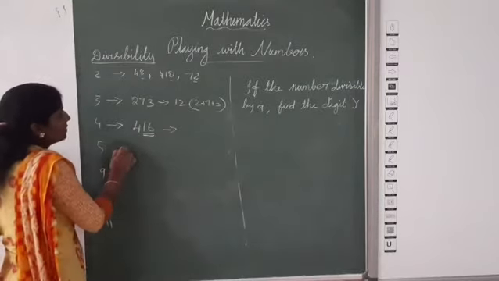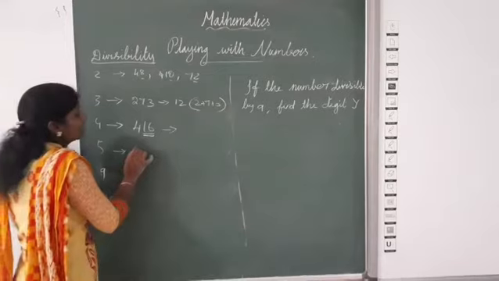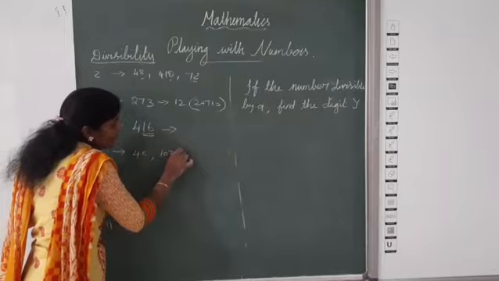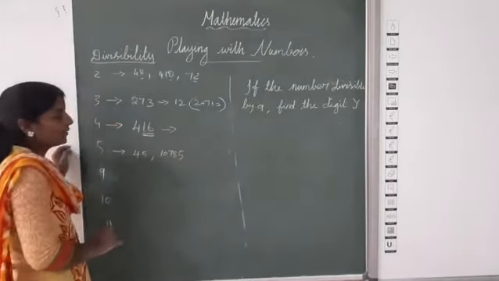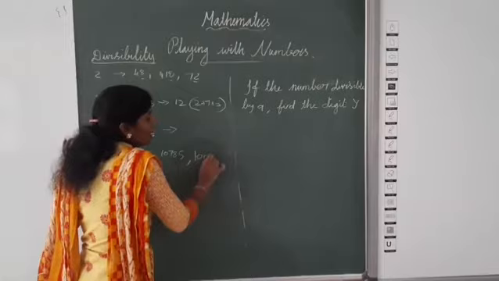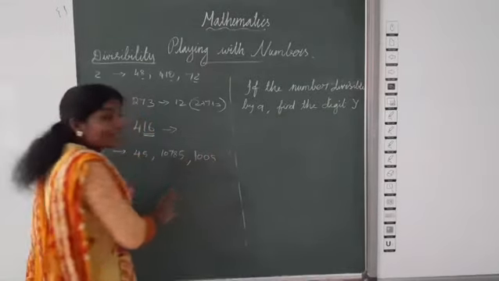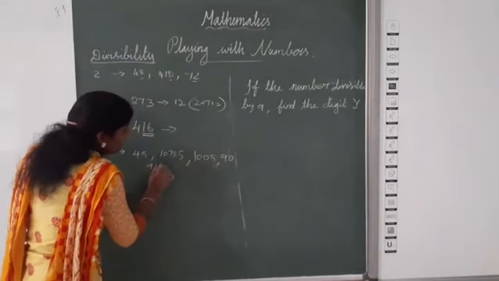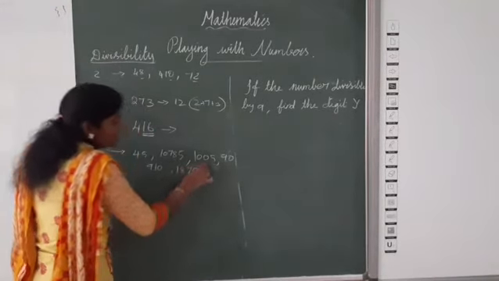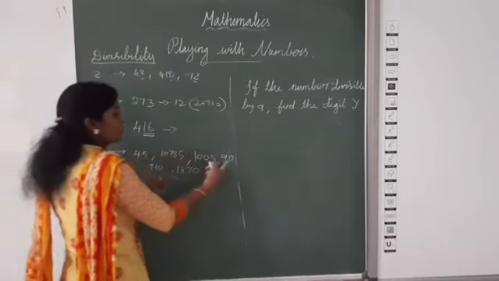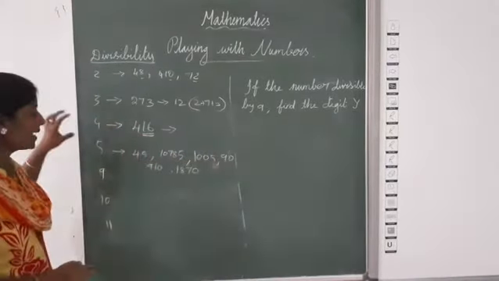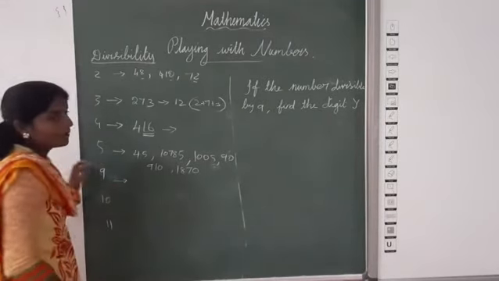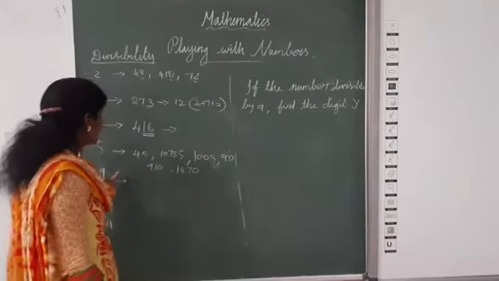Now 5. Divisible by 5 means that the last digit is always 5 or 0. For example 45, 1780, 10,785, 1005, 90, 910, 1870. If the last digit is 5 or 0, these numbers are divisible by 5. Then divisible by 9 means that if the sum of the digits is divisible by 9, the number is divisible by 9.